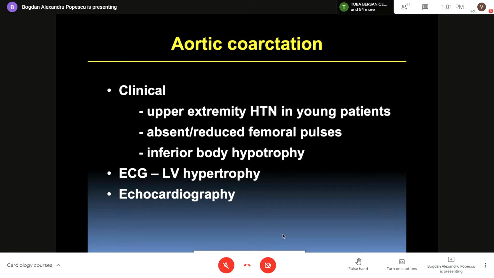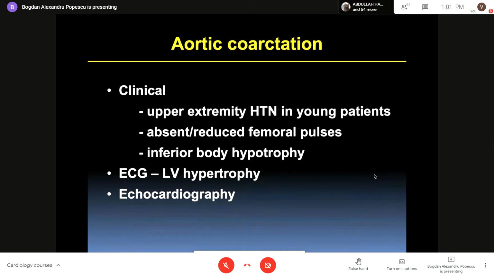Does anyone know what this means? What does it mean, aortic coarctation? Is a narrowing genetic birth aorta defect? Sorry? Is a genetic birth defect? Yeah, this is a congenital problem. It's true. It's congenital. But what does it mean?